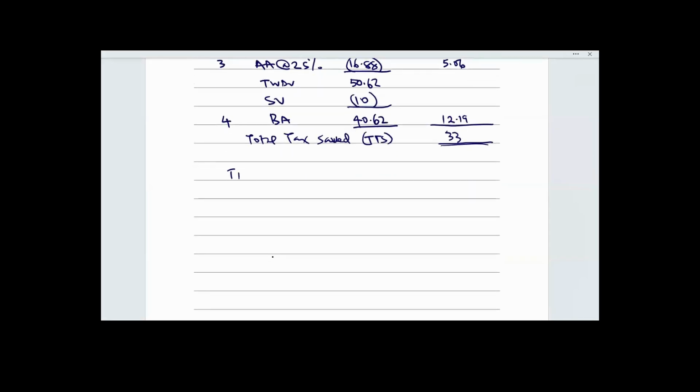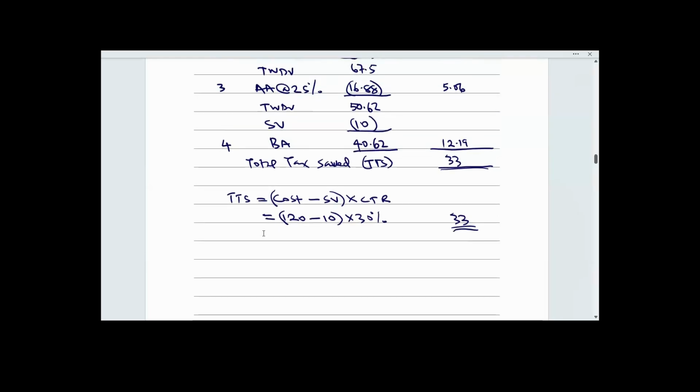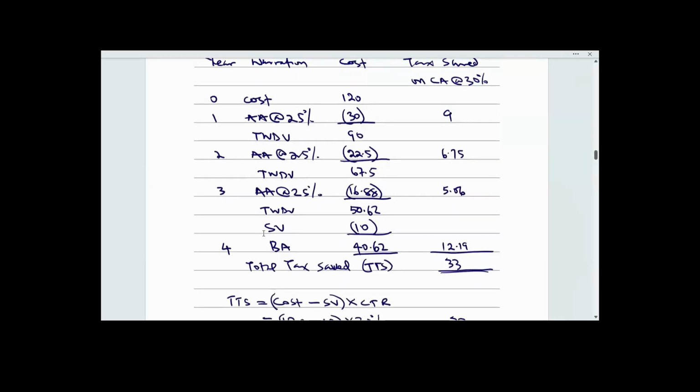So I need to confirm that I have not claimed beyond what I'm supposed to claim. The formula we are going to use to confirm is cost minus disposal value or scrap value, multiplied by company tax rate. The cost of this equipment is 120 million. Scrap value is 10 million. Company tax rate is 30%. So 110 multiplied by 30% will give us 33 million. With this, I'm rest assured that I have not claimed above or below the actual capital allowance. So with this, let's go and post.